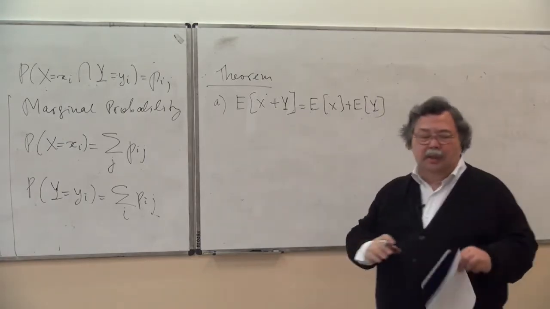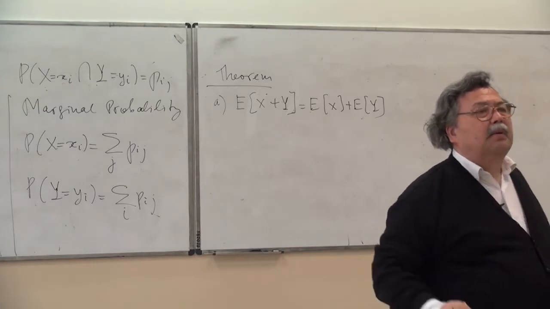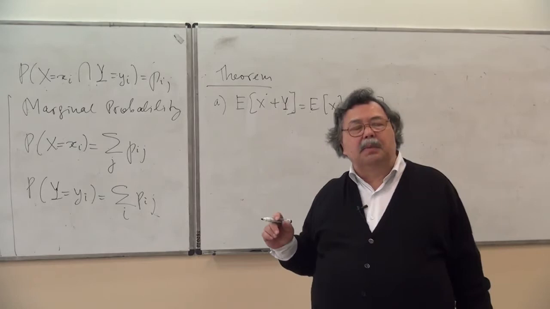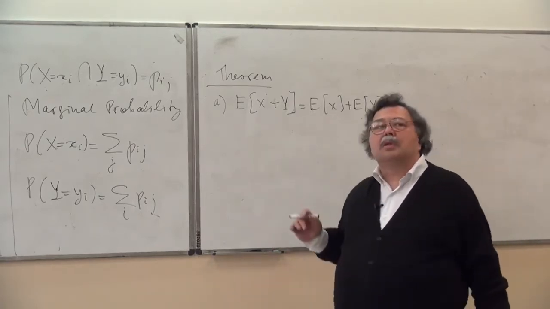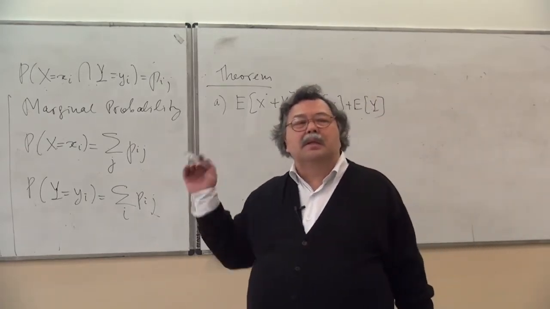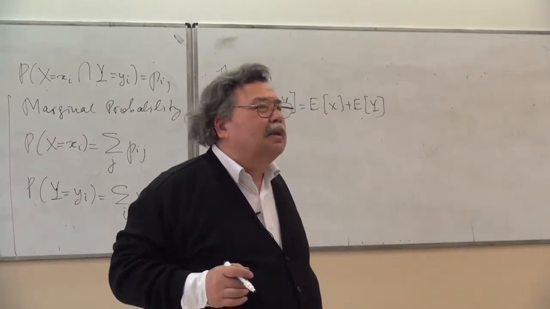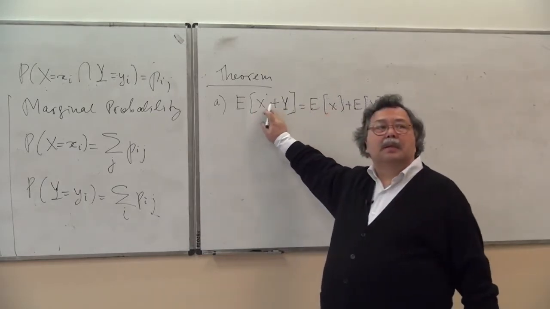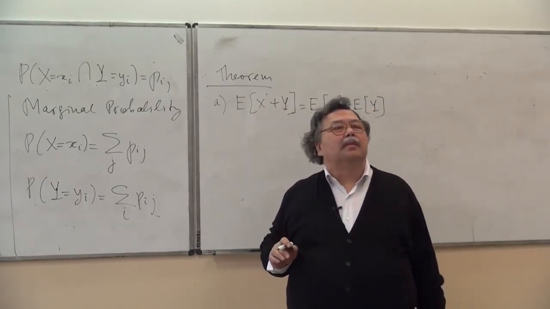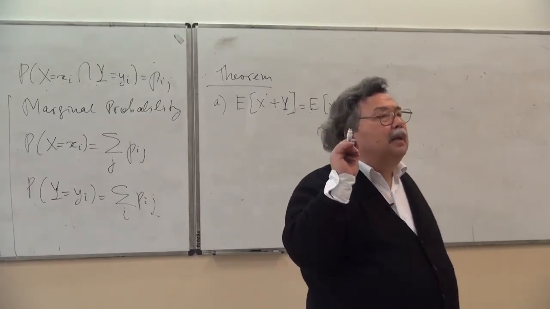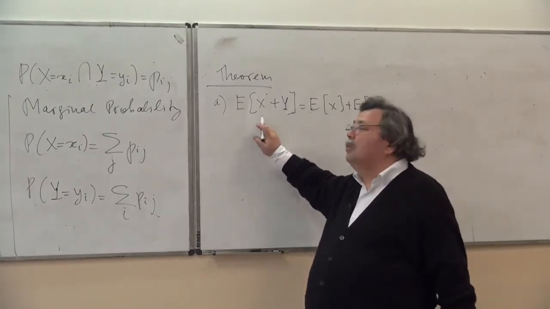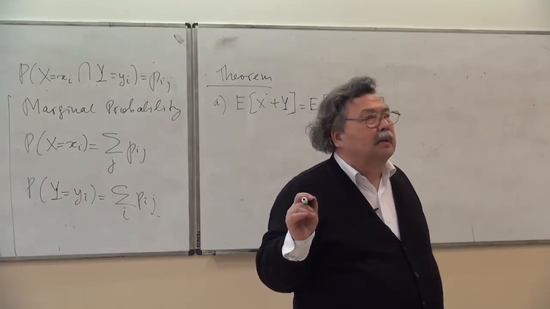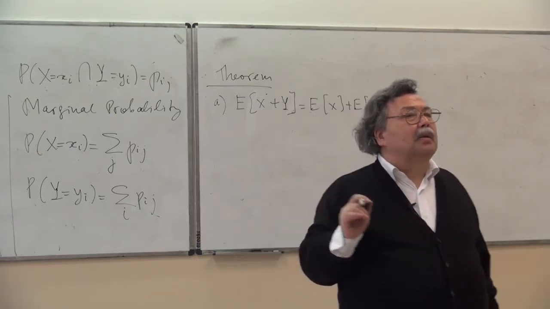Okay, so the expectation of the sum of two random variables is equal to the sum of the respective expectations, which looks so simple that you might think that it's obvious. Actually, it's not, considering that there may be a dependence between the two. The real meaning of this formula is that it's true even for random variables that are dependent on each other. So it's something unexpected and not at all trivial.